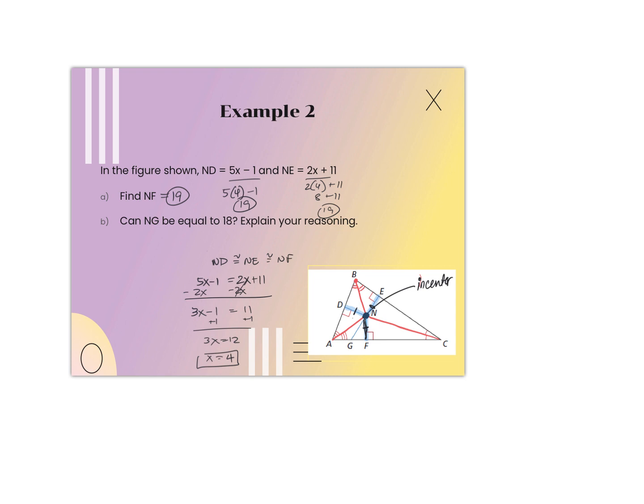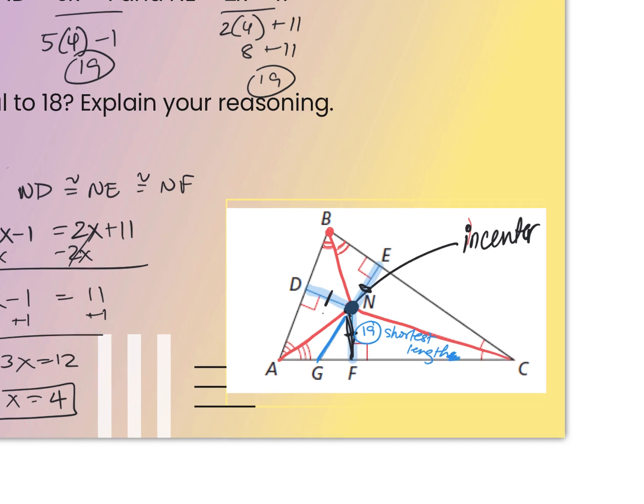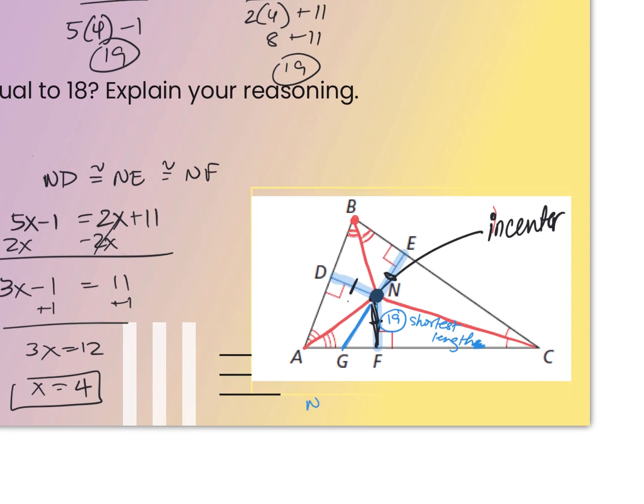The second question says, can NG be equal to 18? Explain your reasoning. So it's asking me if this blue line right here can be 18. Well, this black line, NF, is equal to 19. The shortest distance from a point to a line is a perpendicular line. So this 19 is the shortest possible length. Therefore, I know that NG is not possible.